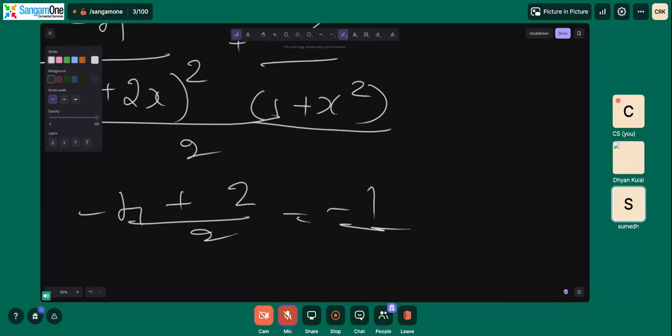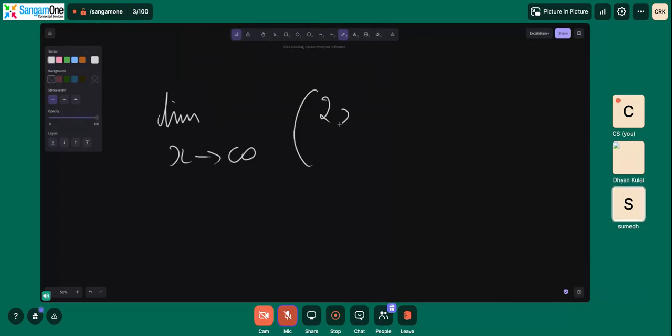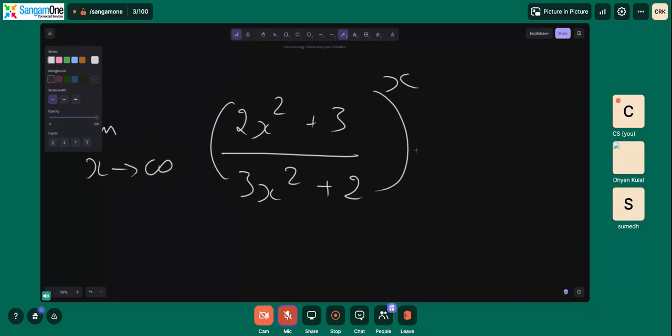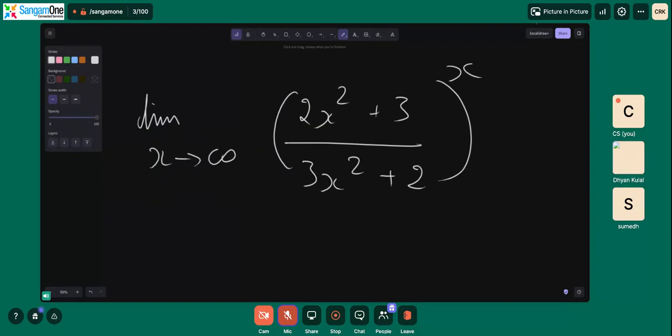Now we will try to solve one more sum. This might be interesting. Limit x tends to infinity of 2x square plus 3 by 3x square plus 2, whole to the power x. Can you try to solve for this? I will try. You can also try.